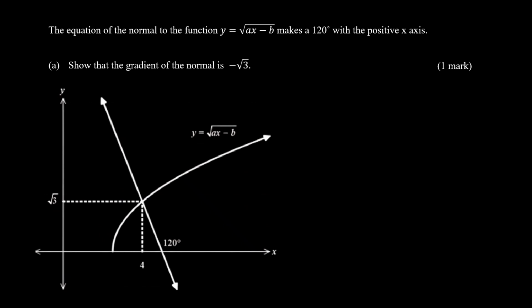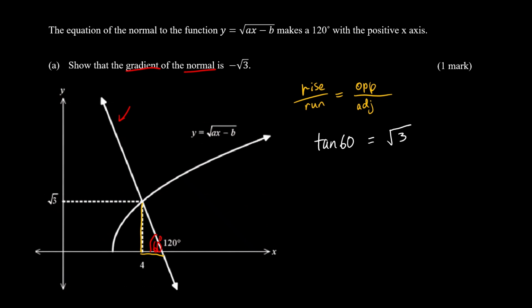Alright, so this question is asking us to find the gradient of the normal, which is this line here. To do that, we can get supplementary angles. 120 gives us 60, because 180 minus 120 is 60. Next, we need to find the gradient, which is rise over run. So, rise over run is the same as opposite over adjacent in this case, which means we have to use tan. So let's do tan 60, which would get us square root of 3.